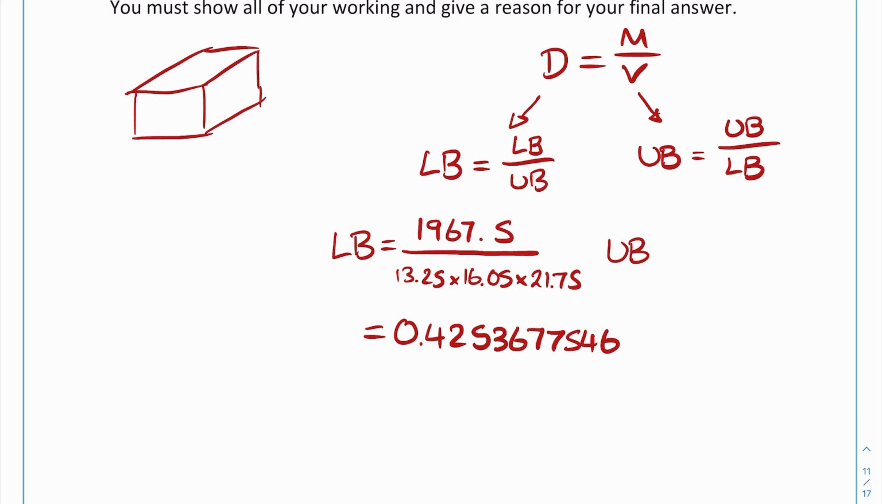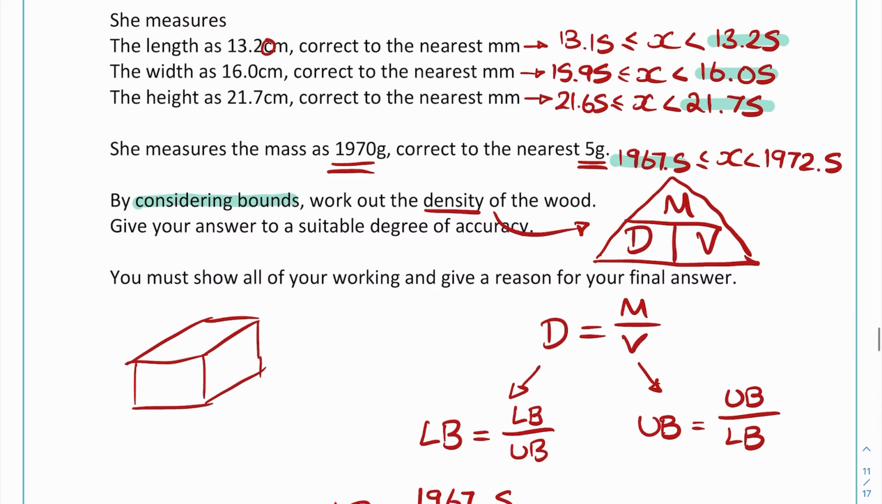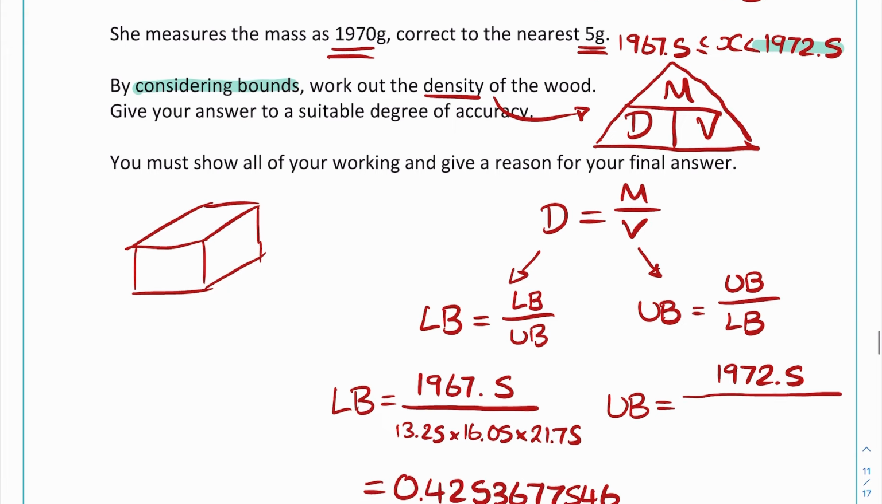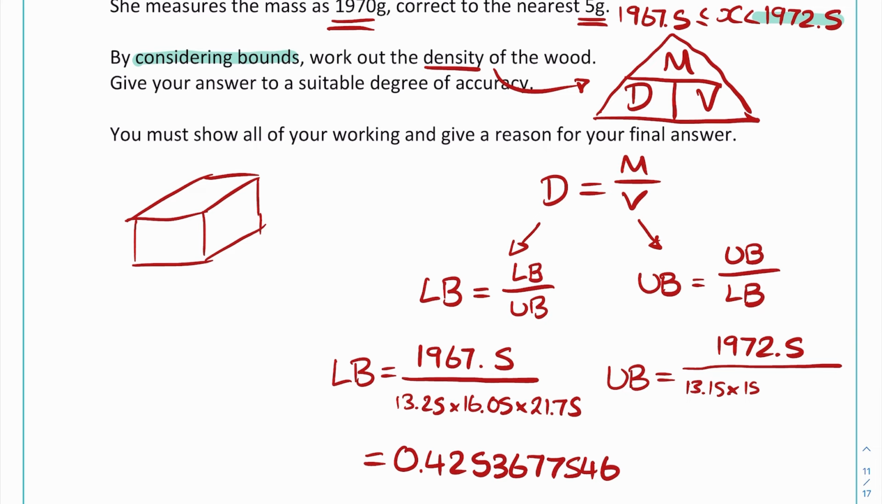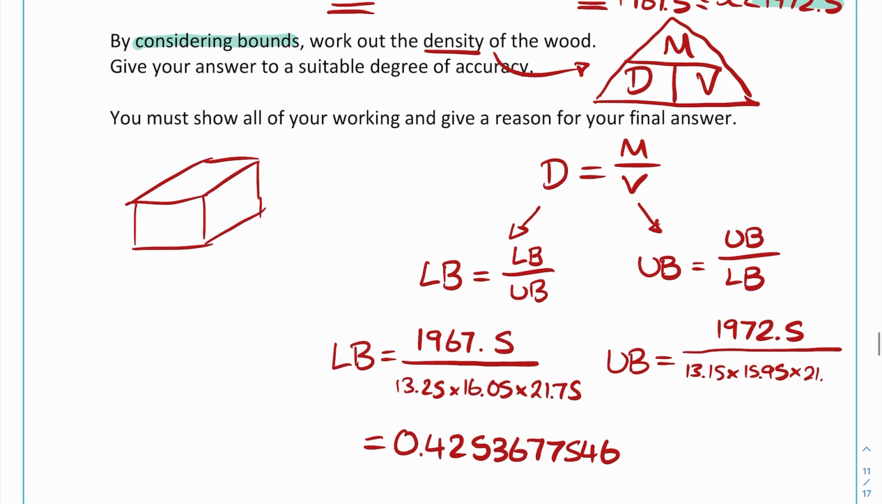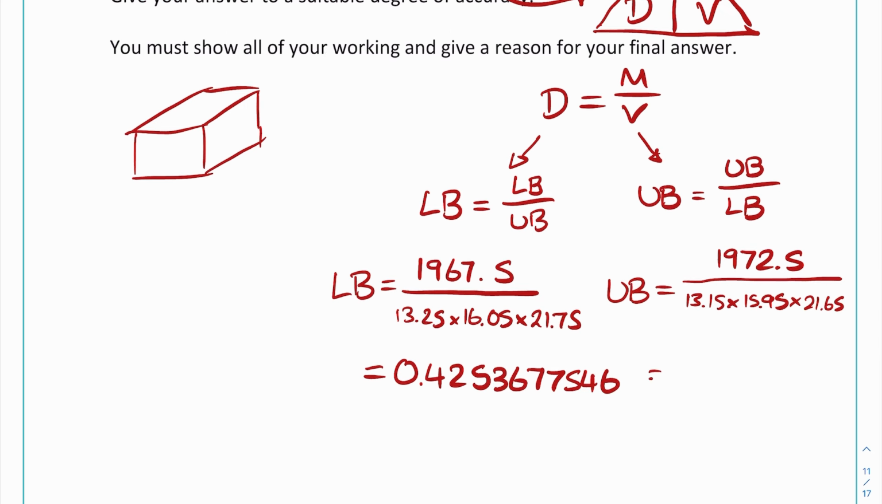To work out the upper bound, we're just going to basically do exactly the same thing, but in reverse. So if I get rid of these ones that we just used, and we are going to reverse that, and we are going to do the upper bound of the mass divided by the lower bound of all those lengths. So the upper bound of the mass, 1972.5, and we're going to divide that by, let's have a look, 13.15 multiplied by 15.95 multiplied by the last one, 21.65. So there we go. Type that all in on the calculator.